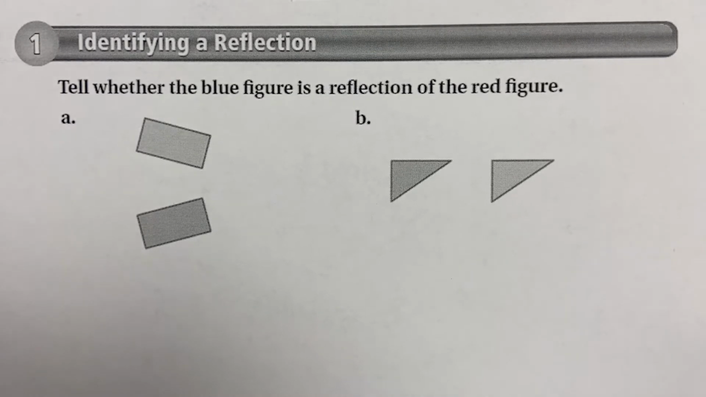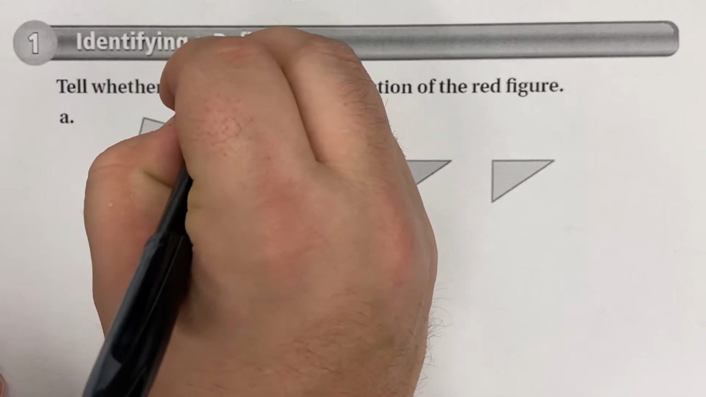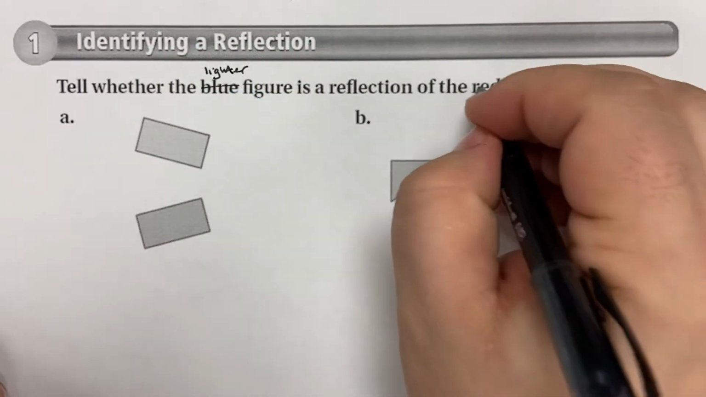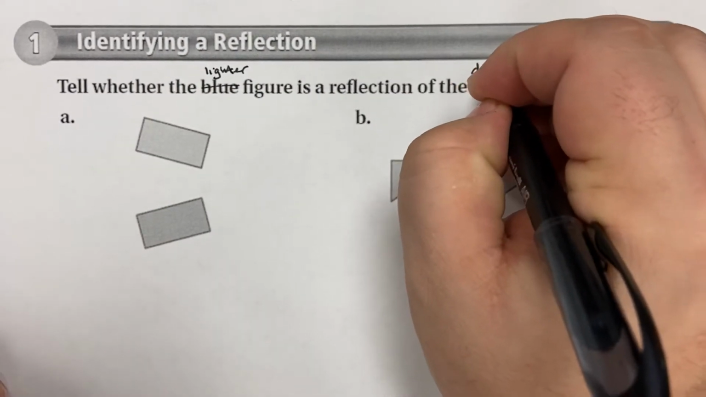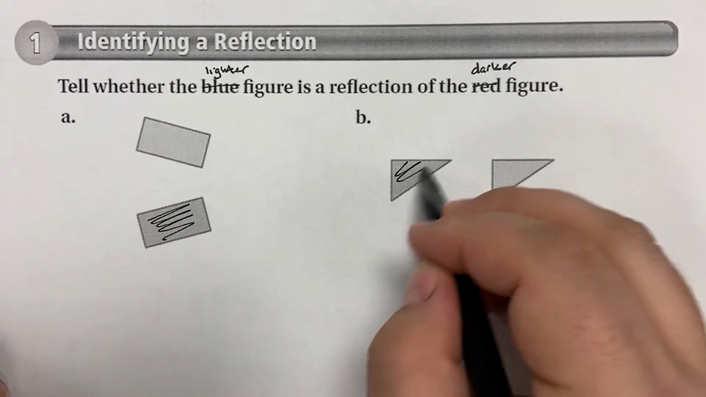Today we're talking about identifying a reflection. Let's get right to it. We're going to tell whether the lighter figure, which we've seen before, is a reflection of the darker, where this is the darker and this is the darker.